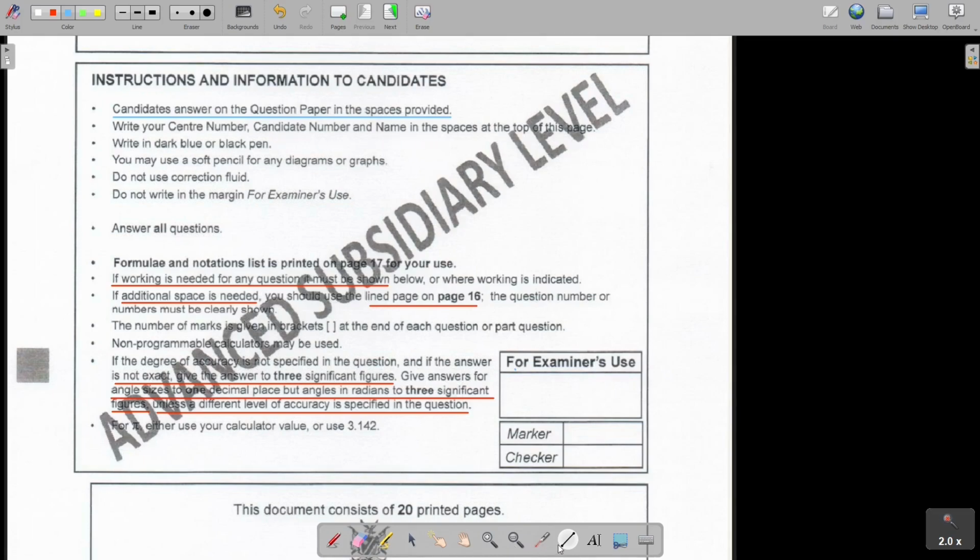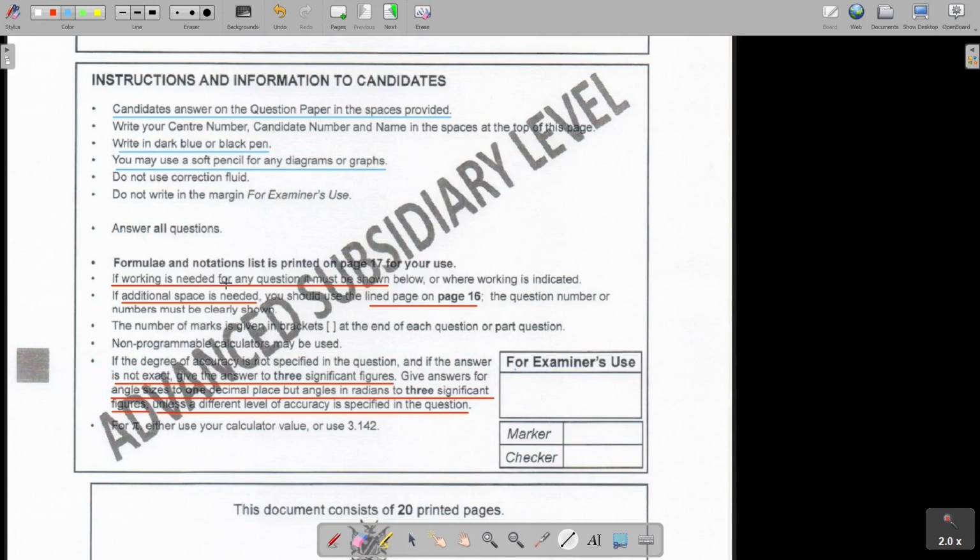Okay, also take note, write in dark blue or black pen. You may use a soft pencil for any diagrams or graphs. Okay, do not use Tipp-Ex correction fluid. Do not write in the margin, which is for the examiners' use. So that little extra space, do not write. Continue at the bottom. And then, answer all questions. A formula and notations list is provided at the back of the question paper, so from page 17 for your use.